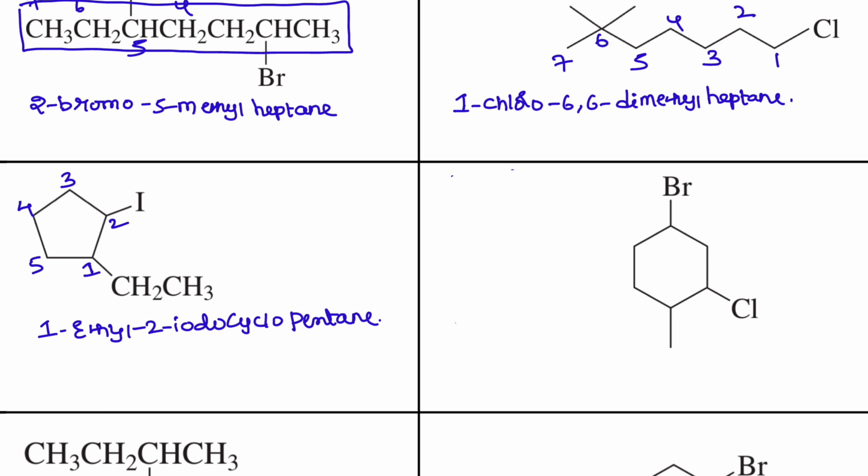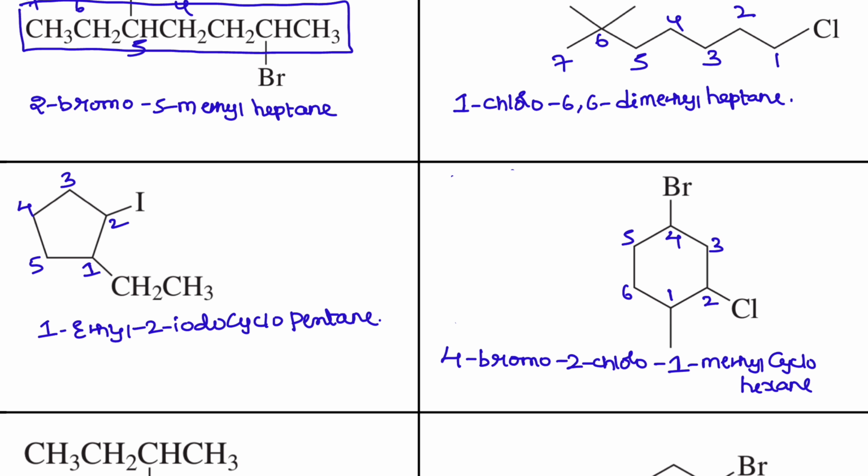So here this is 1, this is 2, this is 3, 4, 5, 6. There is no functional group, only branches. Methyl M, chloro C, bromo B. Only alphabetical order. So that is 4-bromo, 2-chloro, 1-methyl, cyclohexane.